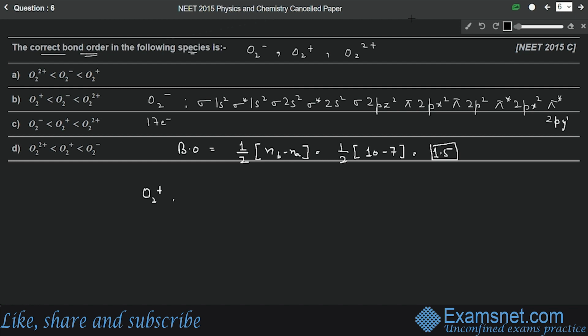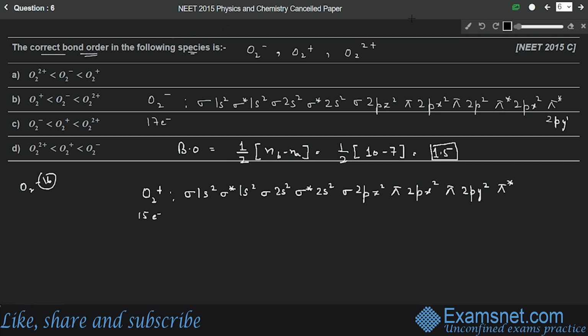So the electronic configuration, first of all, what is the number of electrons? We know that O2 has 16 electrons. O2 plus means 1 has been removed from it, so 15 electrons. Now let's write the electronic configuration. Sigma 1s2, then sigma star 1s2, then sigma 2s2, then sigma star 2s2. Then we have sigma 2pz2, then pi 2px2, pi 2py2, then pi star 2px1. We have 15 electrons in total. Again, we'll find the bond order.